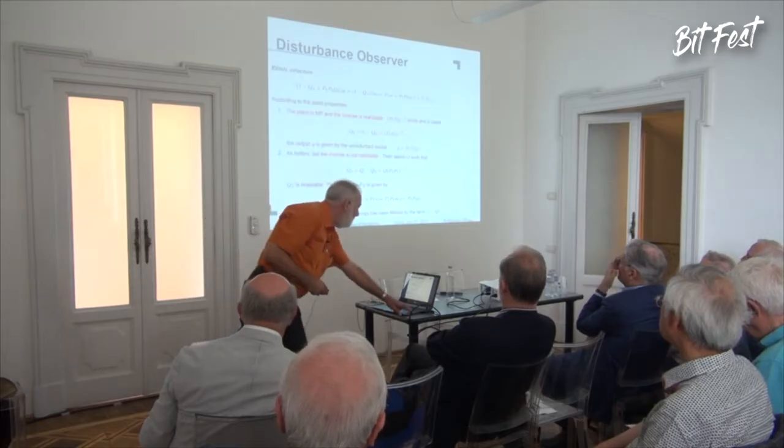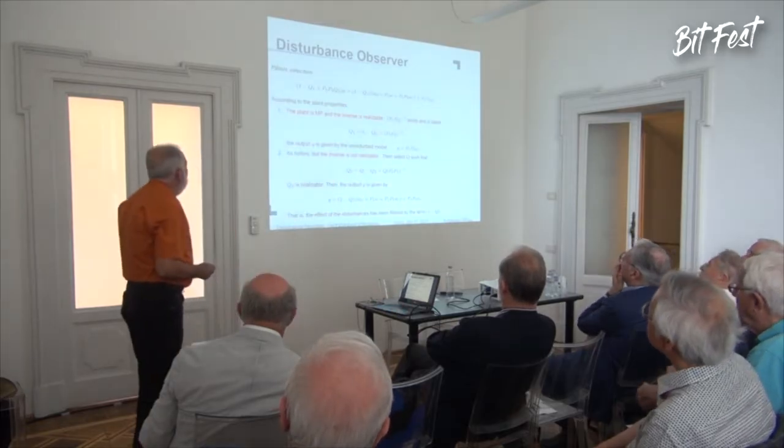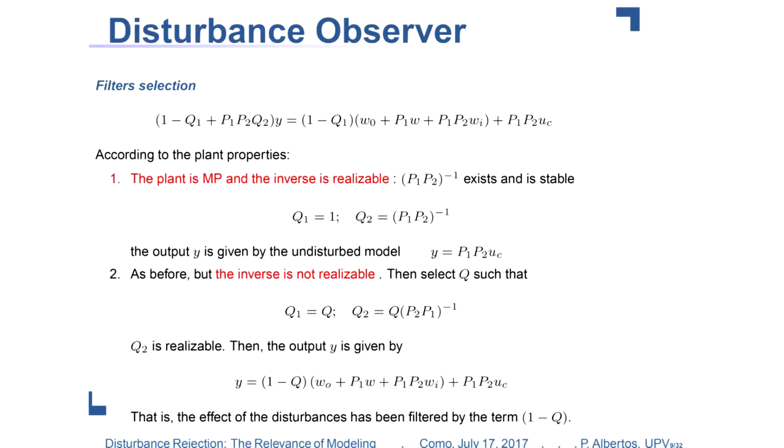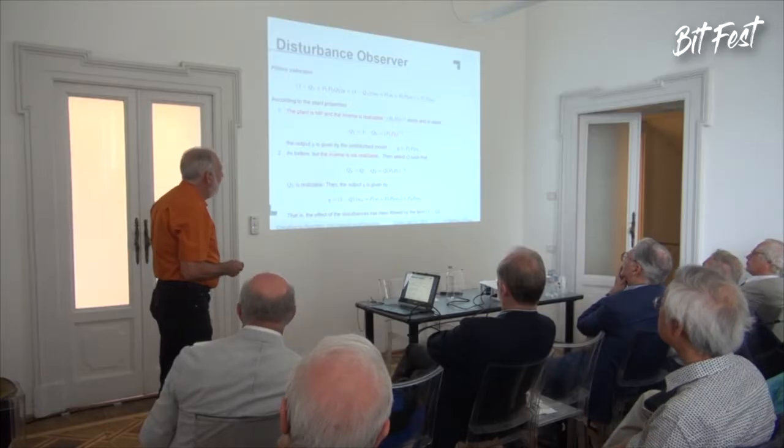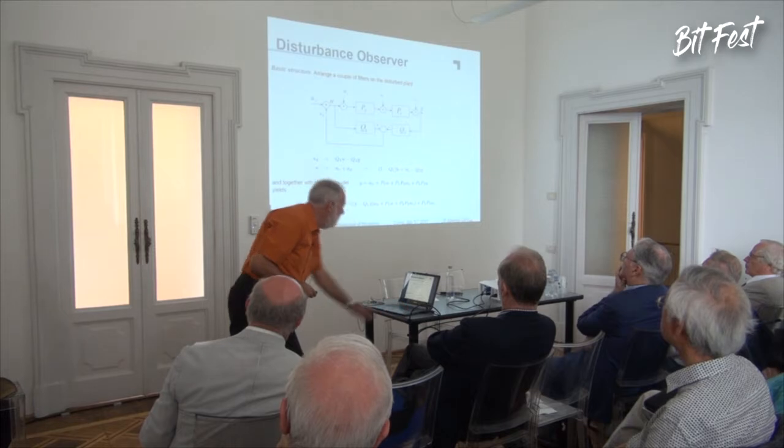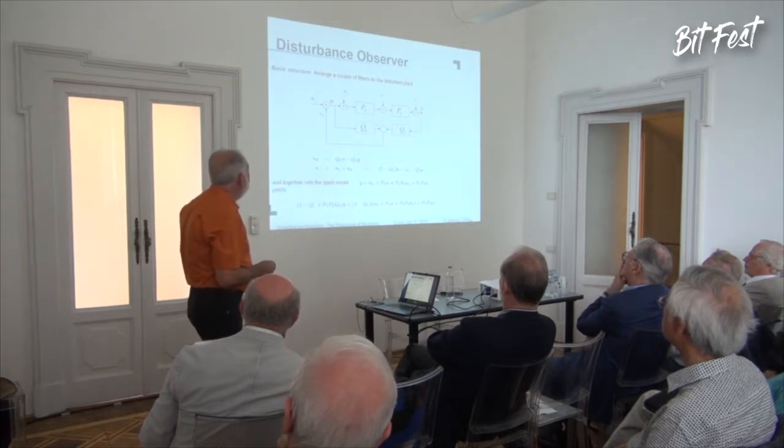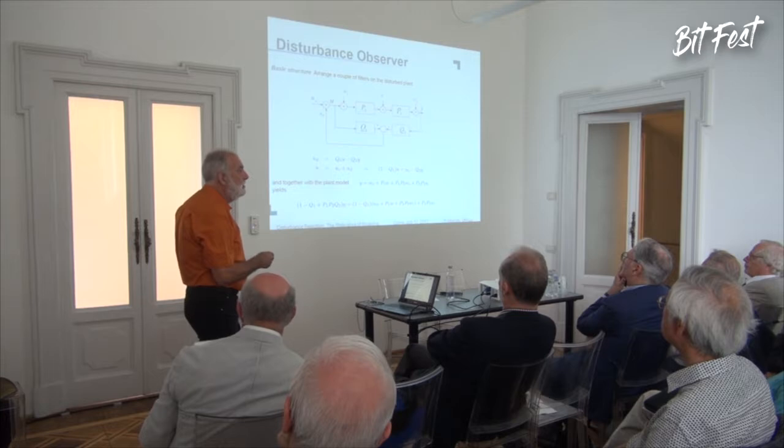So let's see situations. If the model of the plant is minimum phase and its inverse is realizable, so this exists and is stable, then if we choose Q1 equal 1 and Q2 equal the inverse of that, the output is given by the undisturbed model. So if we put Q1 equal 1 and Q2 equal the inverse of this in this scheme, then all this is cancelling all the disturbances here.